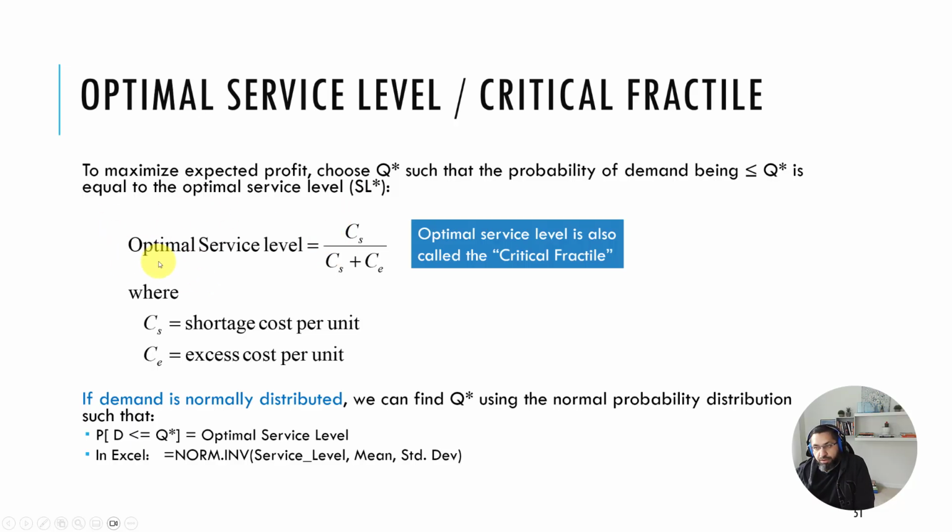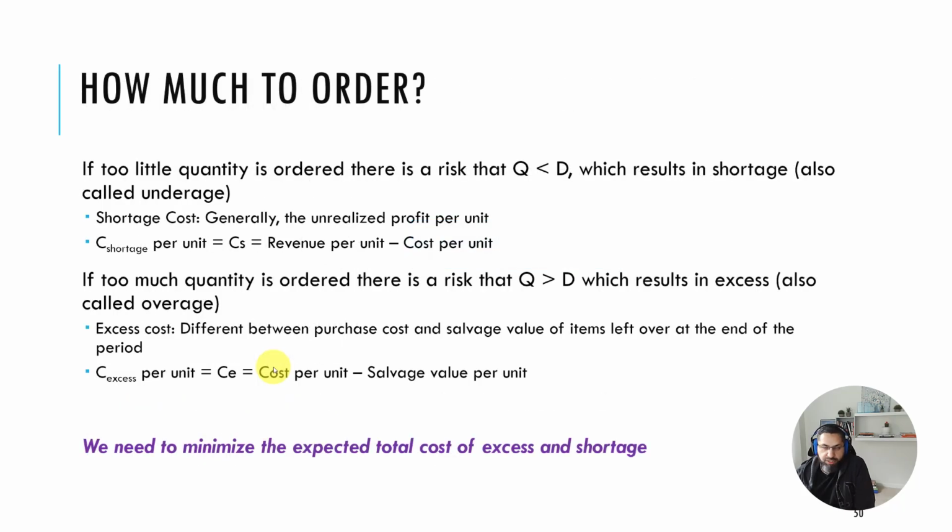So the probability is given by CS, which is the cost of shortage per unit, divided by CS plus CE, where CE is the cost of excess per unit. On the previous slide, we already saw how to calculate CS and CE.